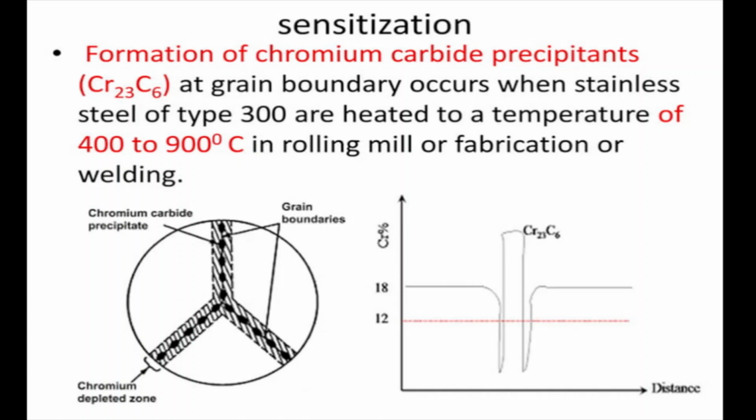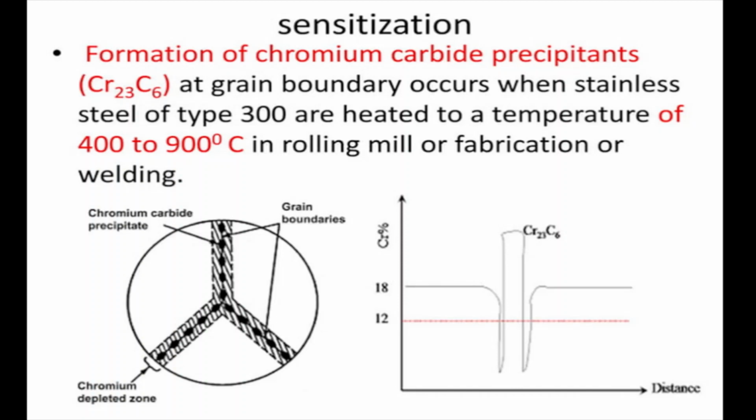One important thing over here is called sensitization. What is sensitization? That is the formation of chromium carbide precipitate, that is Cr23C6, at the grain boundary, and it occurs when stainless steel of type 300, I am not telling 300, why, I will explain in the next slide, is heated to a temperature of around 400 to 900 degrees centigrade in a rolling mill, in fabrication, or during the process of welding. This type of phenomenon takes place.